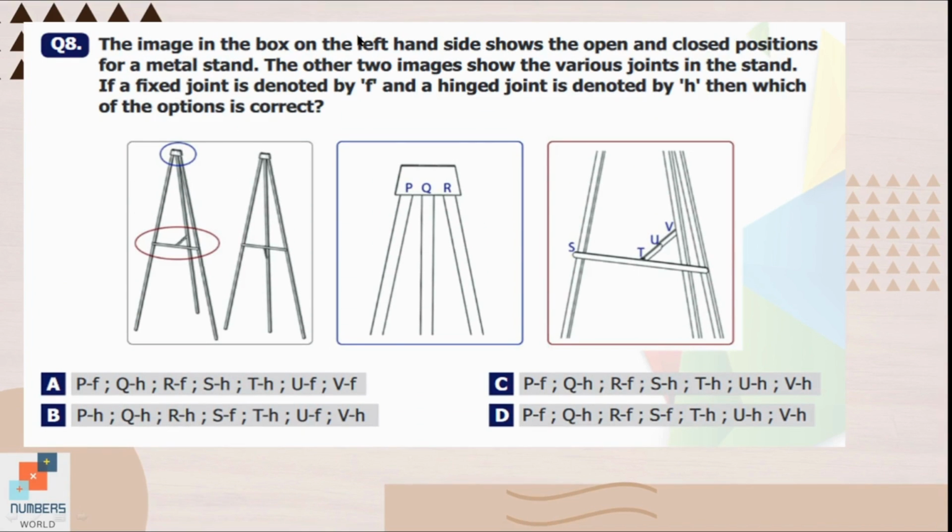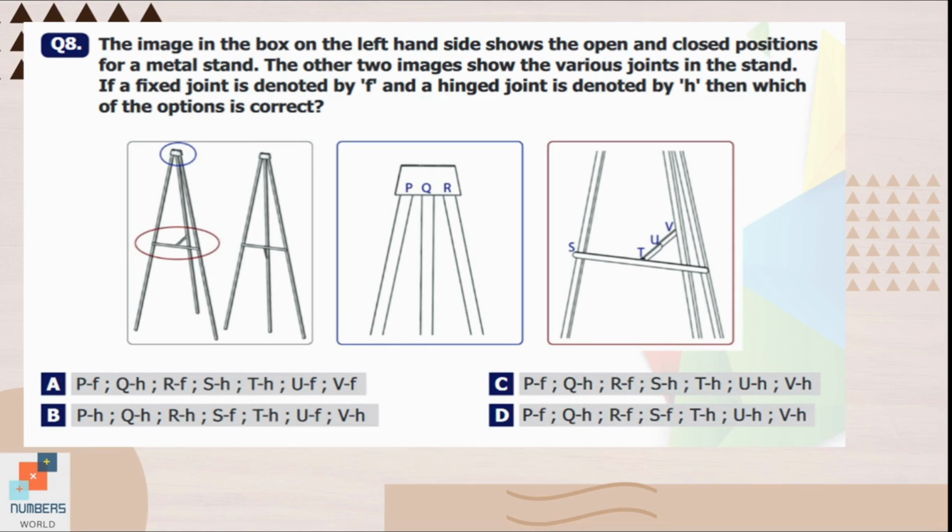Number 8, the image in the box on the left hand side shows the open and closed positions for a metal stand. The other two images show the various joints in the stand. If a fixed joint is denoted by F and a hinged joint is denoted by H, then which of the options is correct? So we can look at the three pictures. Option A and B are completely incorrect. The reason is that in these two options, U is shown as a fixed joint. But we can clearly see in this picture that U is a hinge joint because there is a break over here. So these two options are not correct.